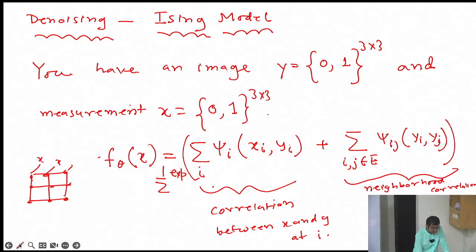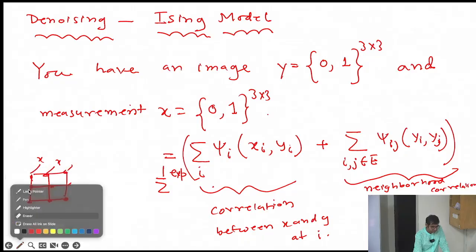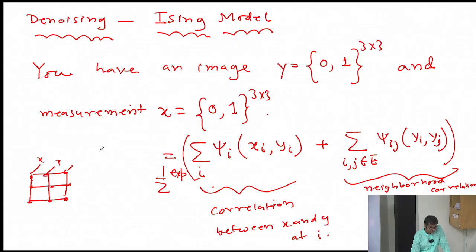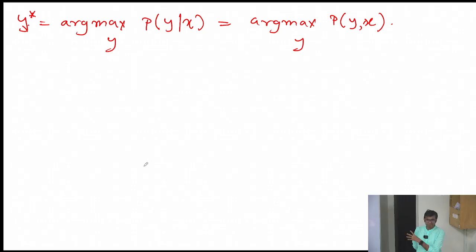I'll change one thing here very quickly. This I should write as psi, because f theta we write when there is a neural network. This Ising model does not have a neural network. So once you know the model, you just maximize it to find y, and for that you don't need that Z, that's a constant. So this is one example where you can use it.